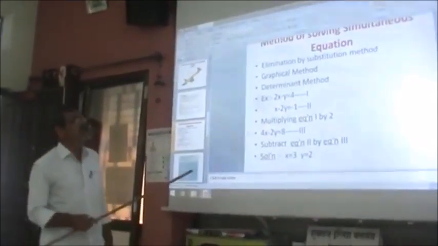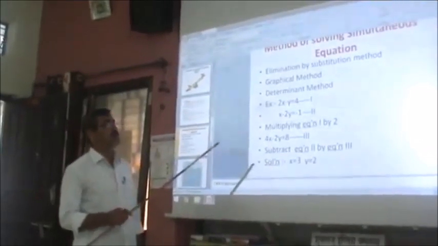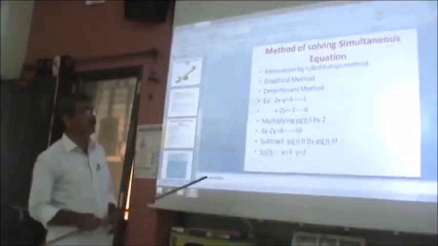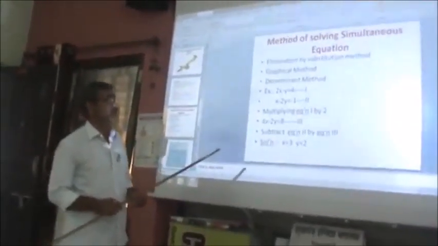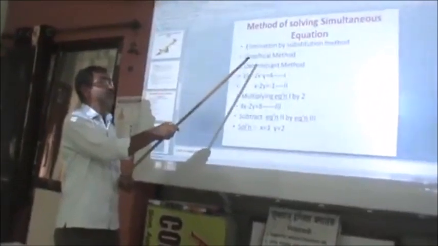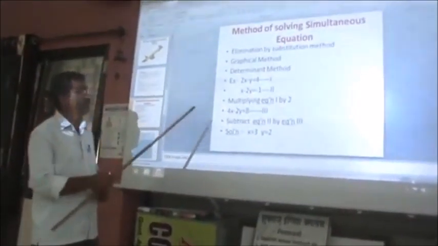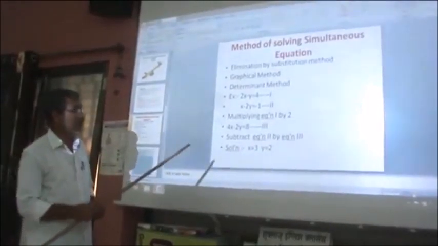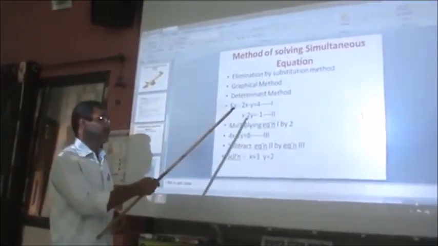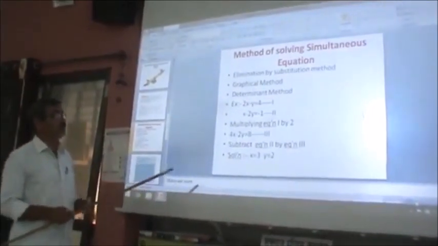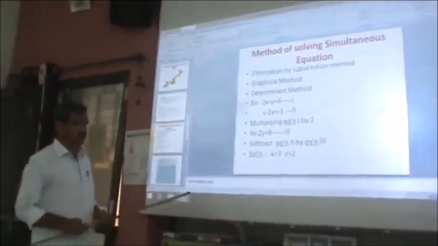Now, we will see the method of solving the simultaneous equations. There are three methods of solving the simultaneous equation. First method is elimination of the coefficient or elimination by substitution method. Second method is called the graphical method, and third method is determinant method. Now we will see the equation example by solving elimination by substitution method.